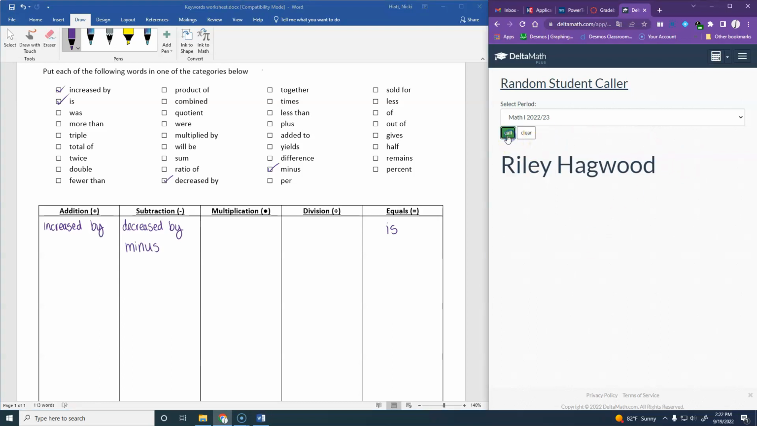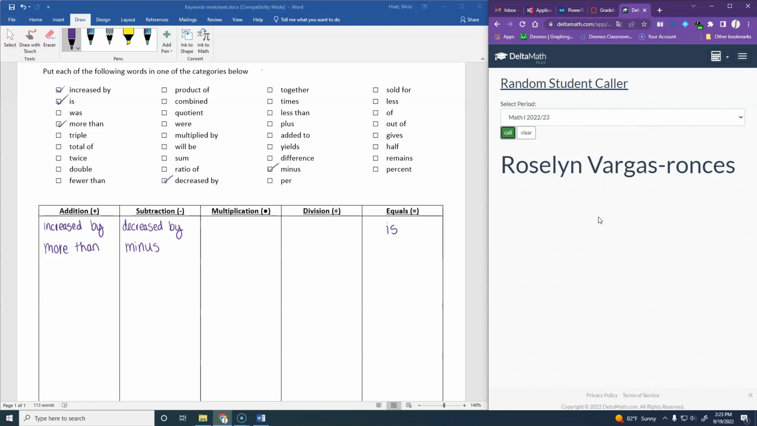Subtraction. Riley's not here. Evan? More than. Addition. All right. More than. Addition. Very good. It's okay. Rosalind?